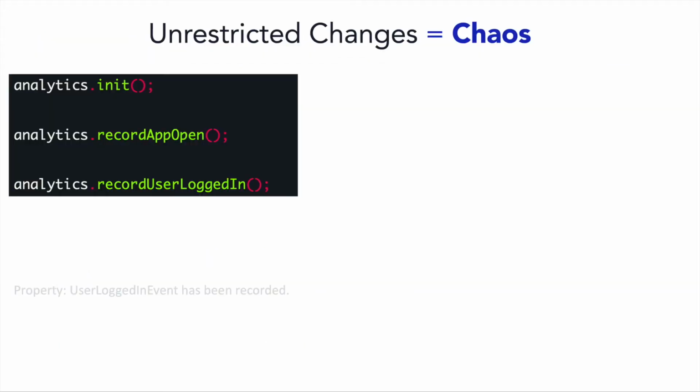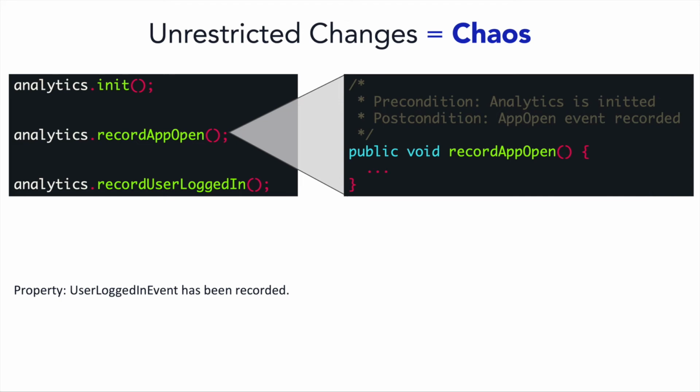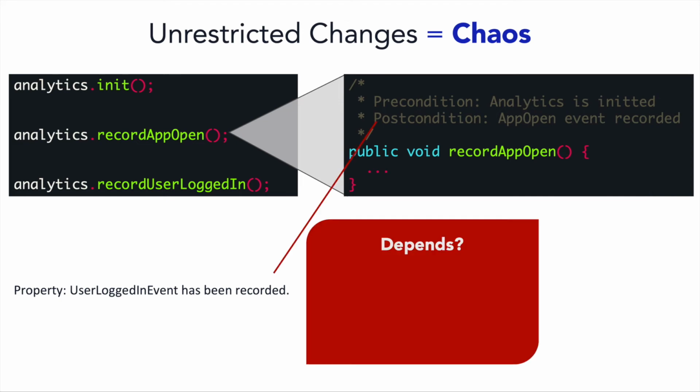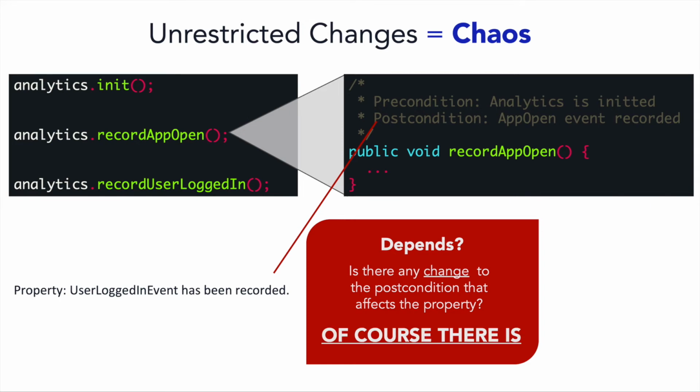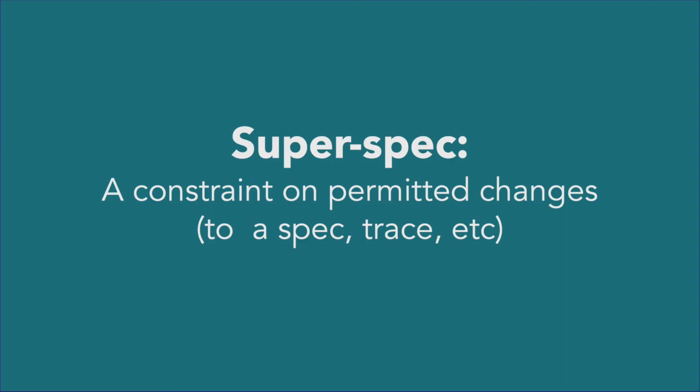And for an instantiation of this, here's the analytics framework. And we're trying to determine whether the logged in event being recorded depends on this record app open call. So we can look into the assumptions and guarantees of this method, and we can ask, is there any change to the spec of this function that affects a property? And of course there is. We can say, oh, in addition to logging the app open event, it also destroys everything else, and then that breaks the property.